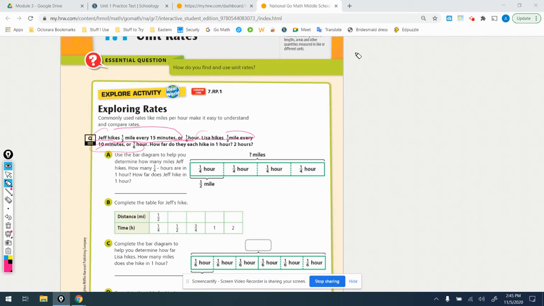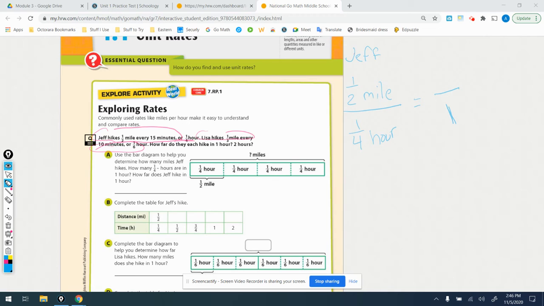All right, so we have Jeff. The ratio for Jeff is 1/2 mile in 1/4 of an hour. Okay? And I want to know how far he hikes in 1 hour. So I would use the strategy cross multiply and divide. And the exciting thing for you guys is that you're going to be able to use those fraction calculators.